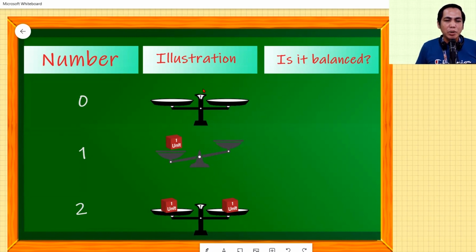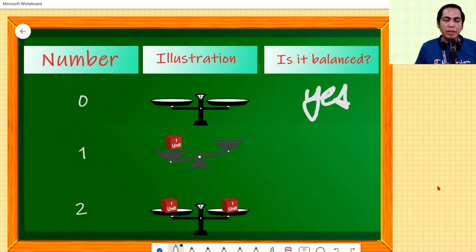So definitely, if we have 0, no object to be placed on the pans, our model will be balanced. So definitely it's a yes. When we have one unit, we will place the 1 unit on one of the pans while the other pan will be empty. So definitely it will be tilted toward the side where we place our 1 unit. So definitely our model is not balanced. So here it's a no.